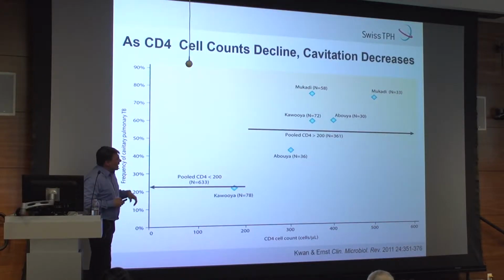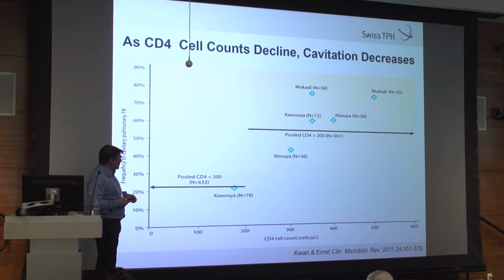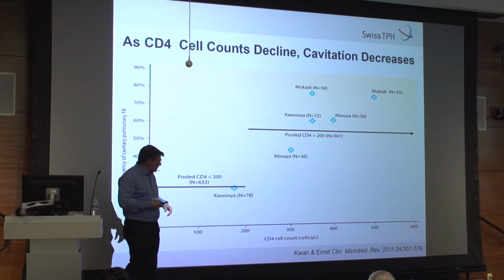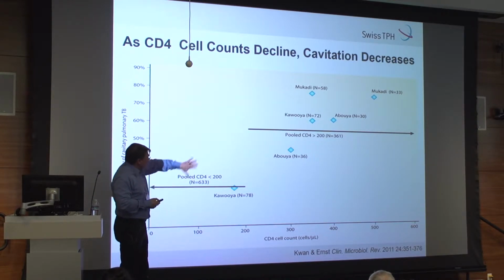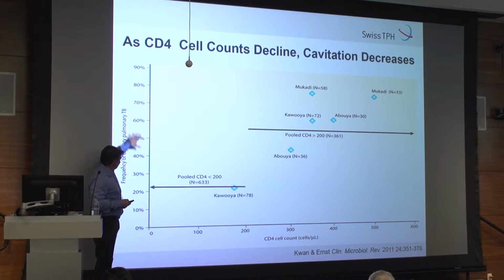And even if they do have pulmonary TB, they tend to have less cavitation, particularly if their CD4 T cells are low. So that's a meta-analysis from Generalists lab based on the available data, plotting essentially cavitation versus CD4 T cell count, suggesting that somehow CD4 T cells are implicated in the formation of these cavitations.